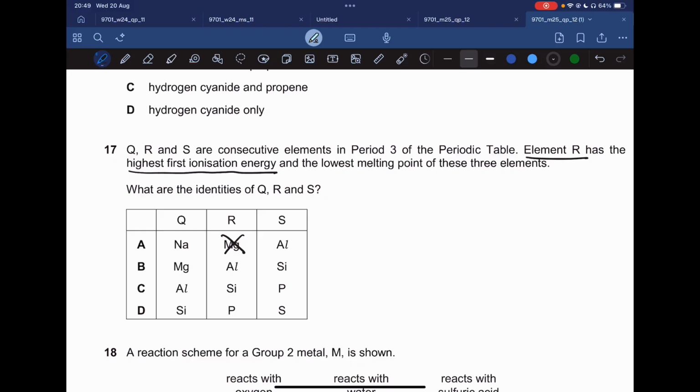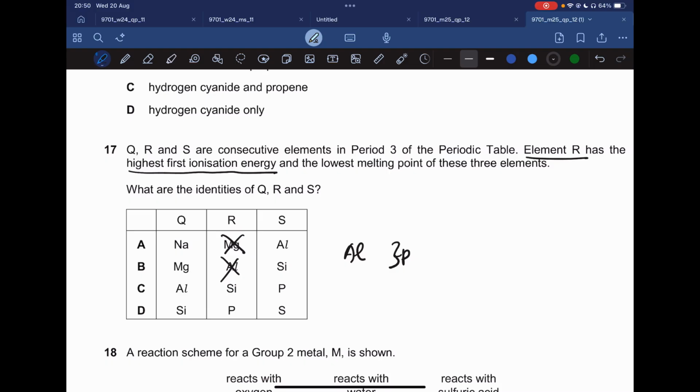Okay, now between magnesium and aluminium, aluminium actually has a lower ionization energy than magnesium, because remember, aluminium goes into 2p, and it makes it easier because of shielding from the 2s orbitals. Three s orbitals.